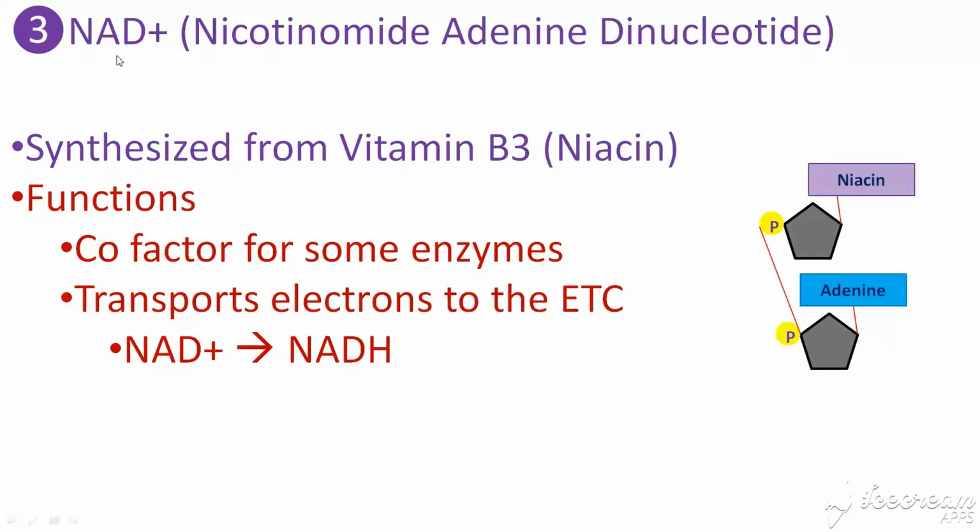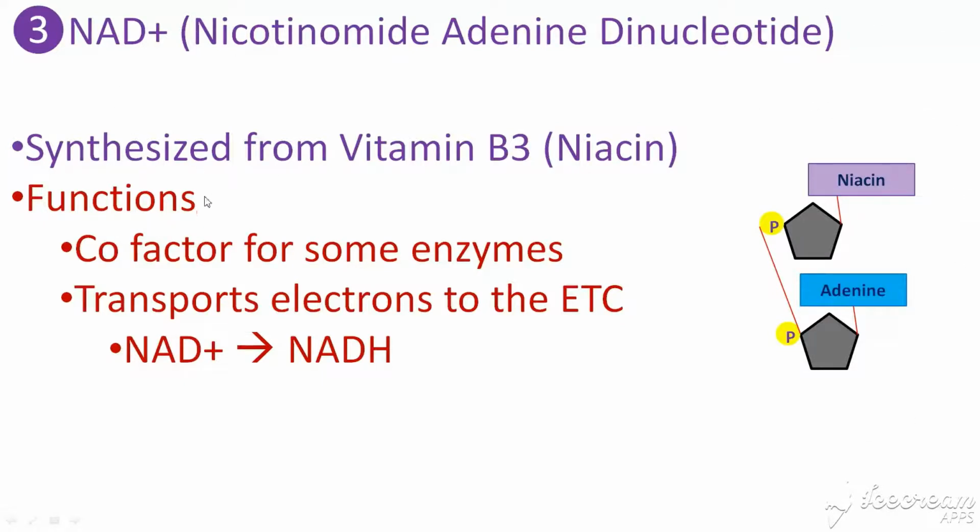The third cofactor is going to be NAD+, also known as nicotinamide adenine dinucleotide. It's going to be synthesized from vitamin B3, which is also known as niacin. So what we do here is we take an adenosine nucleotide, and then we add another nucleotide, but the nitrogenous base is going to be vitamin B3 or niacin. And this molecule is now called NAD+.